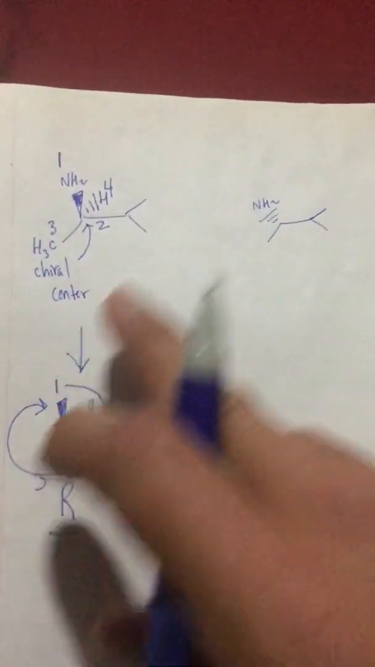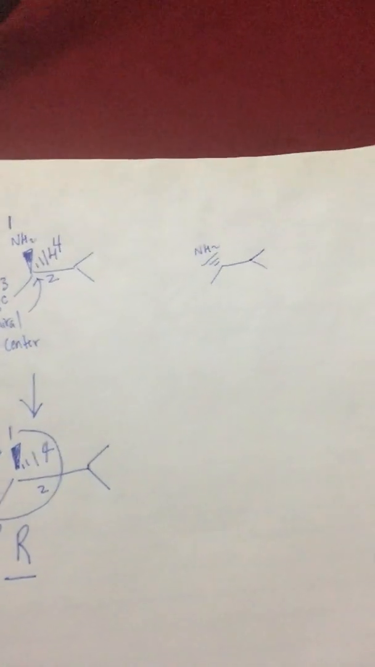So this is the right-handed model. This has to be the left-handed model. So let's see if that's true. There's two ways to do this problem. I'm going to show you the hard way first. So NH2, again, we only care about this carbon. This carbon is the stereocenter. This is the chiral center. We don't care about this one.